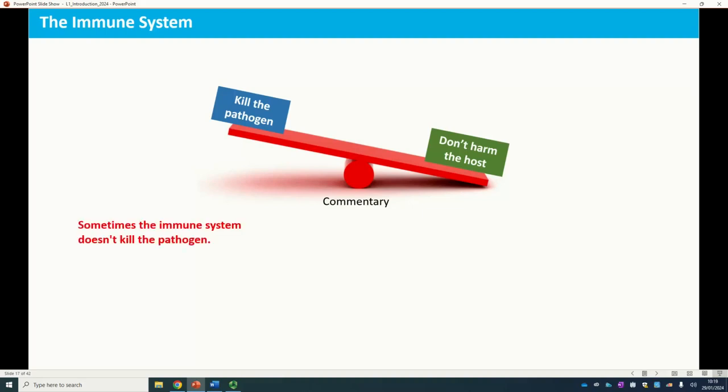Sometimes the immune system isn't successful in eliminating that pathogen, and we can't eliminate that infection, which is obviously problematic. But on the other hand, the immune system can sometimes go too far, and it can harm the host. An example of this might be autoimmunity, where the immune system is targeting our own body cells and causing us issues. So it really is a fine balance.